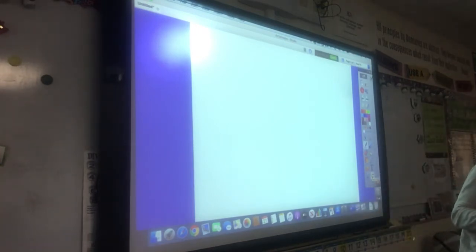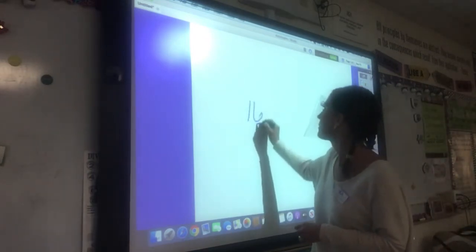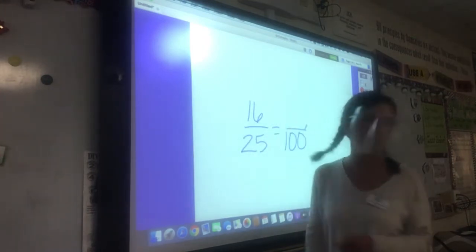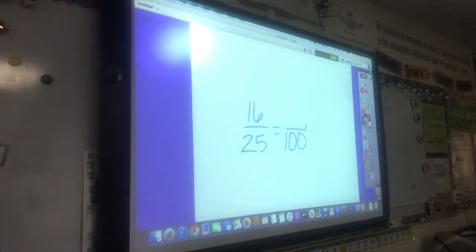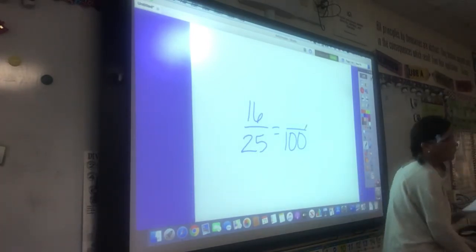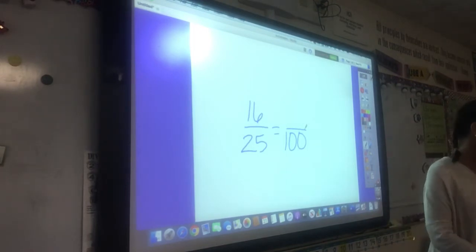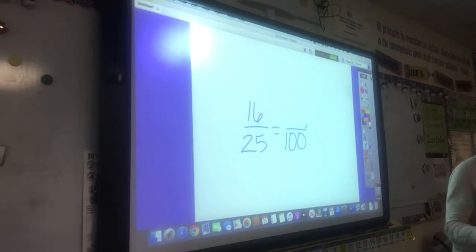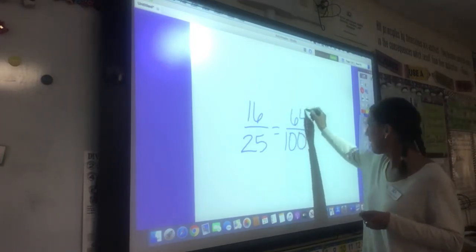Okay, what if we have 16/25? We just did one with 25 on the bottom, so we already know it's going to be times 4. So if we have 16/25, we want to switch that to a decimal. What would we get? Alexa. For the top, you have to do times 4 with 16, and that equals 64. So it's going to be 0.64. Exactly.